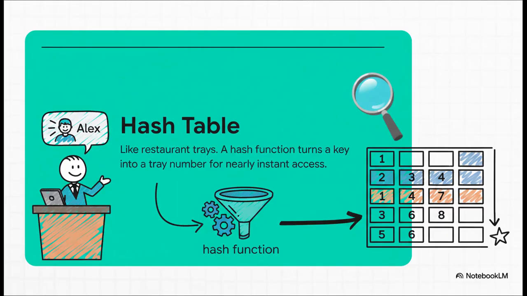Imagine checking your coat at a busy restaurant. You give your name, Alex, and the host uses this special rule. We call it a hash function that instantly tells them your coat is on rack number 7. They don't search all the racks. They go directly to number 7. That right there is the core idea of a hash table.